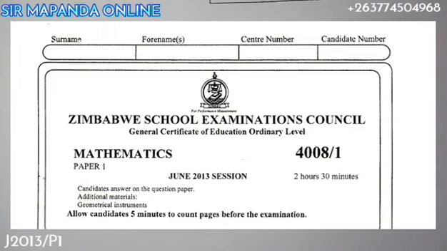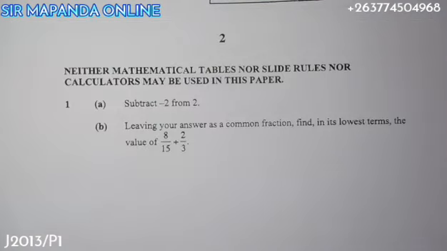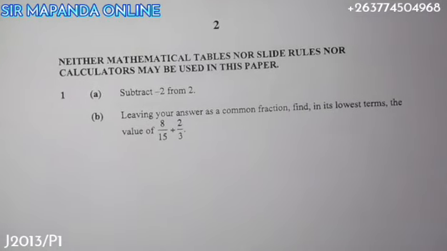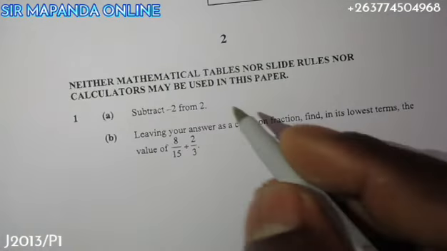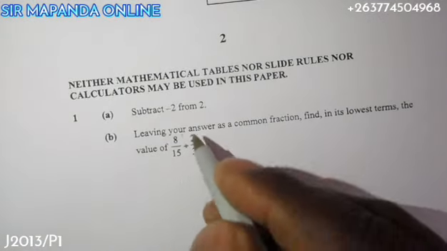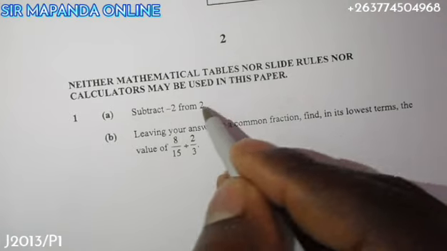In today's lesson we're going to touch on June 2013 SimSec paper 1. So we are going to start with the first question. It reads, subtract minus 2 from 2. Right, so from 2 it means you are taking away minus 2 from 2.